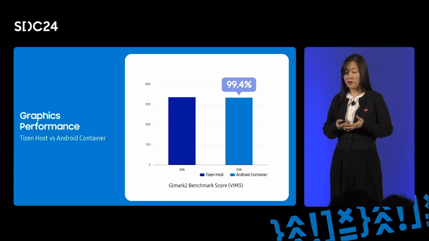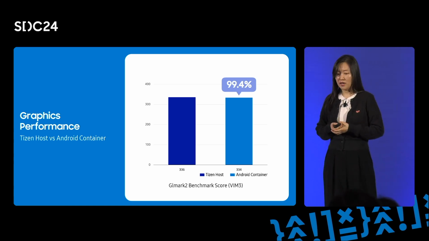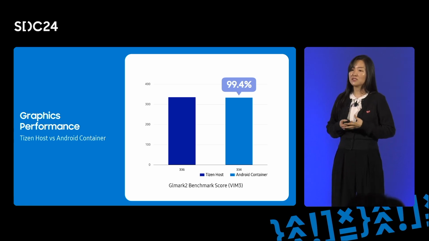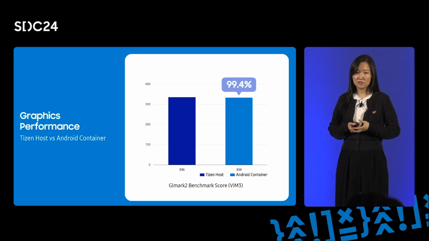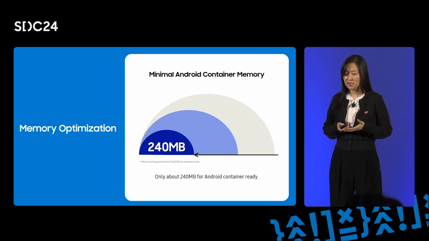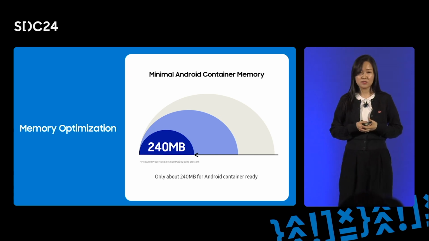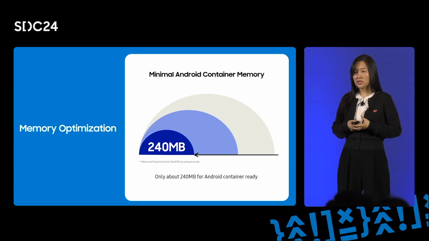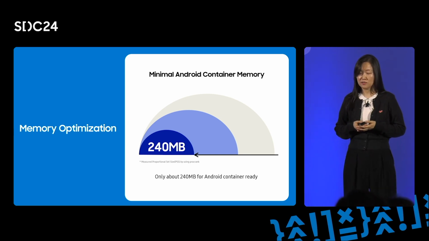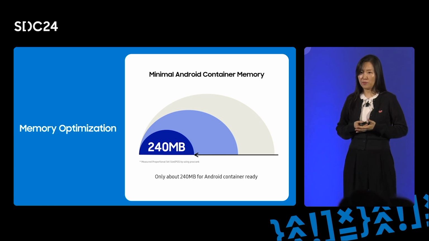This graph shows a comparison of GeoBenchmark scores between the Tizen host and the Android container. The results indicate that the Android container achieves nearly identical graphics capabilities to the Tizen host. We've also applied several memory optimization techniques to minimize the memory footprint required for running Android applications. As a result, we've significantly reduced memory consumption, ensuring efficient execution of Android applications. Tizen will continue to evolve to support an even wider range of applications in the future.